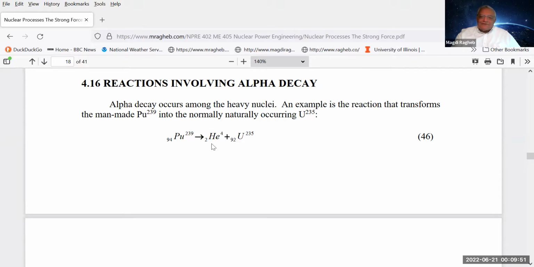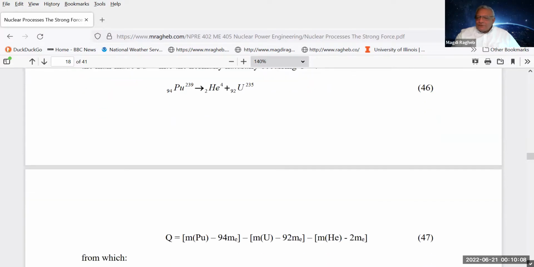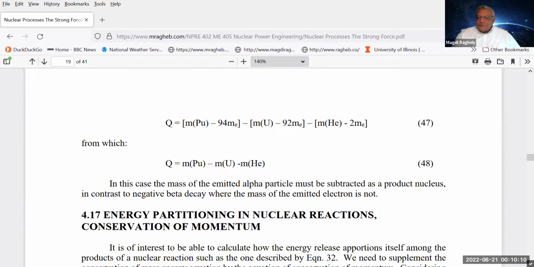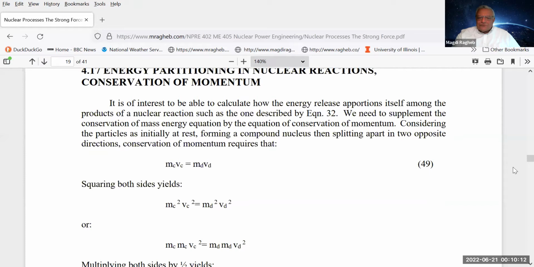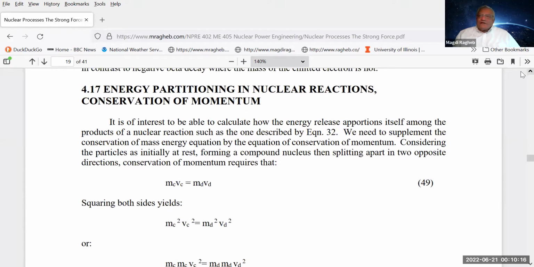Why? Because the charge is conserved. You notice here 94 emits an alpha particle, 94 minus 2 is 92. That's the atomic number of uranium, and 239 minus 4 becomes uranium-235. So over time, the plutonium that we produce, if we don't burn it and produce energy, will turn eventually in nature into uranium-235. All right, so what did we observe about nuclear reactions so far?